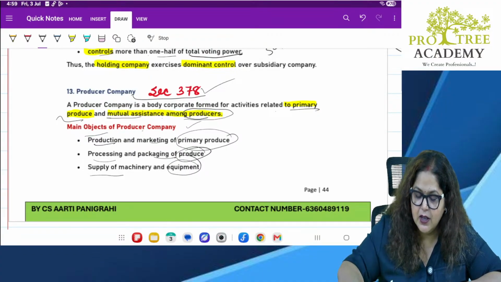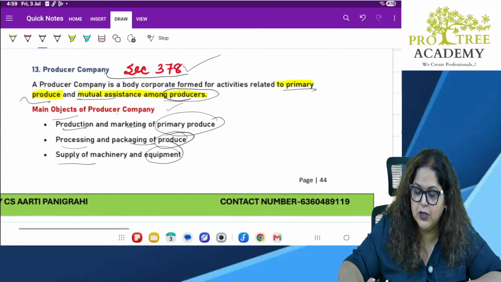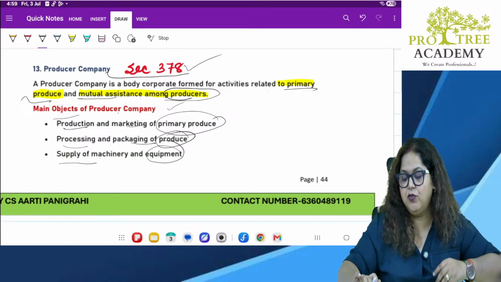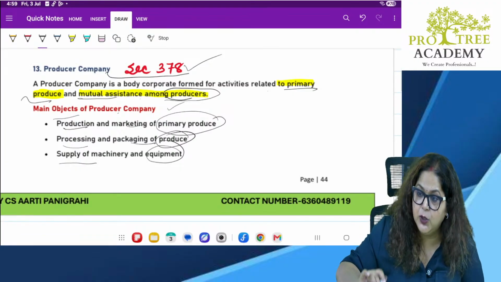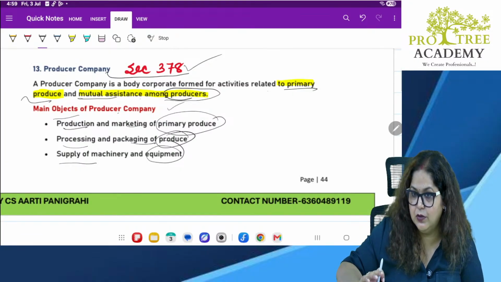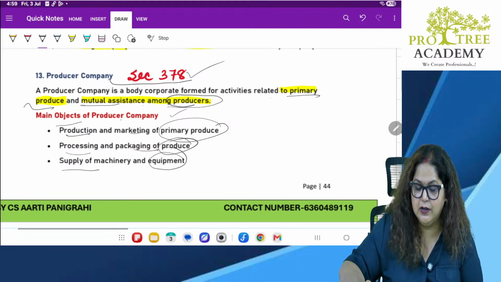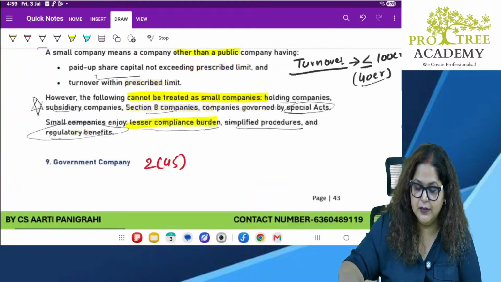Did you get this? The main object of the producer company. Okay. It is for the activities related to primary produce. Okay. So, producer company. Fine.